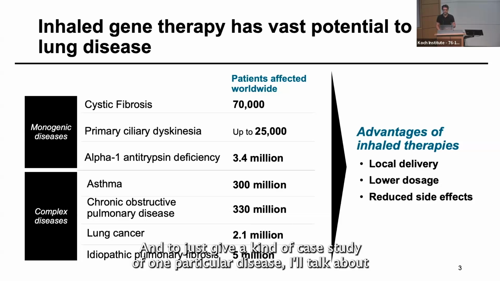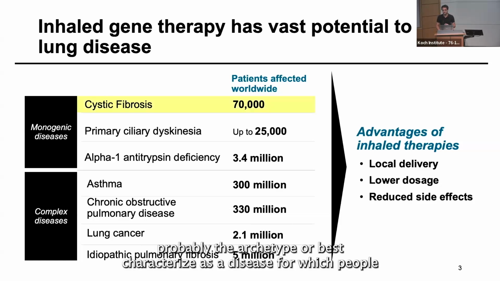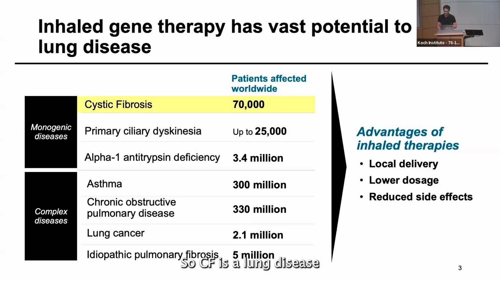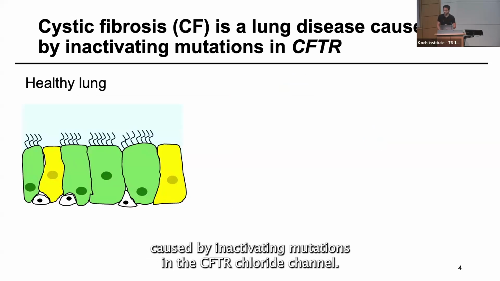To give a case study of one particular disease, I'll talk about probably the archetypal, best characterized disease for which people are targeting inhaled gene therapy, and that's cystic fibrosis. CF is a lung disease caused by inactivating mutations in the CFTR chloride channel.